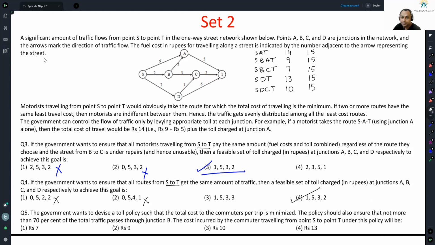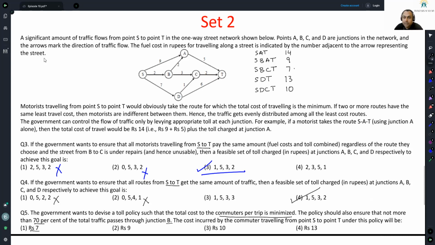Last question now. The government wants to devise a toll policy such that the total cost of the commuters per trip is minimized. Okay, the government wants to minimize the expenses for the commuters. The policy should also ensure that not more than 70% of the total traffic passes through junction B. The cost incurred by the commuter traveling from point S to point T under this policy will be. The options available are 7, 9, 10, 13.